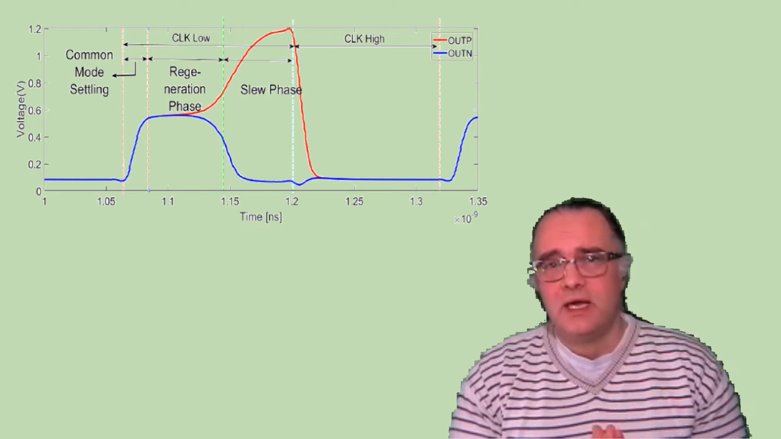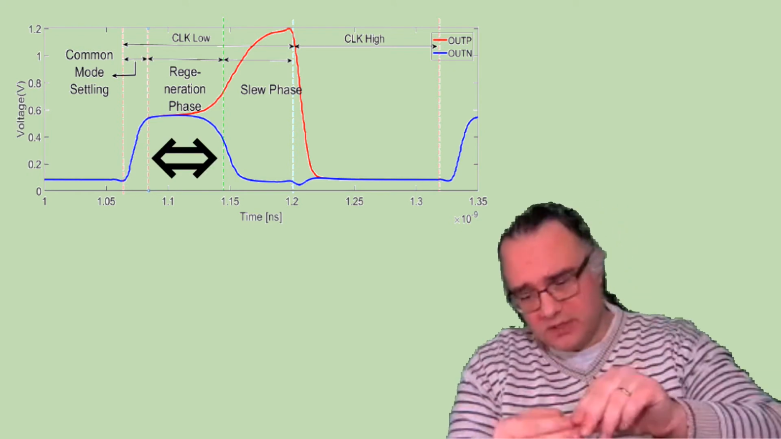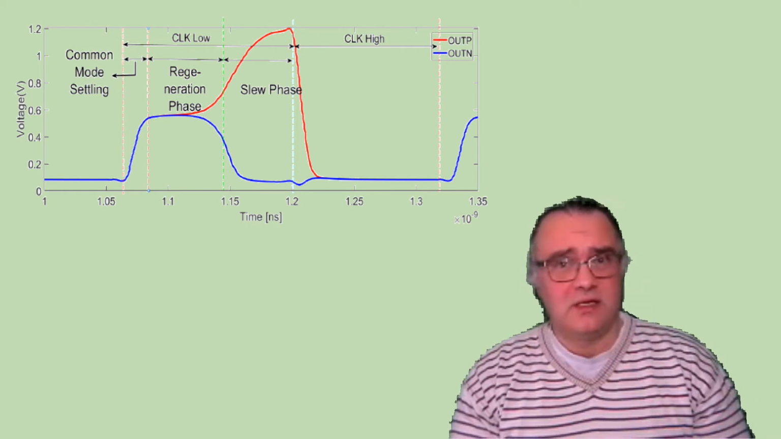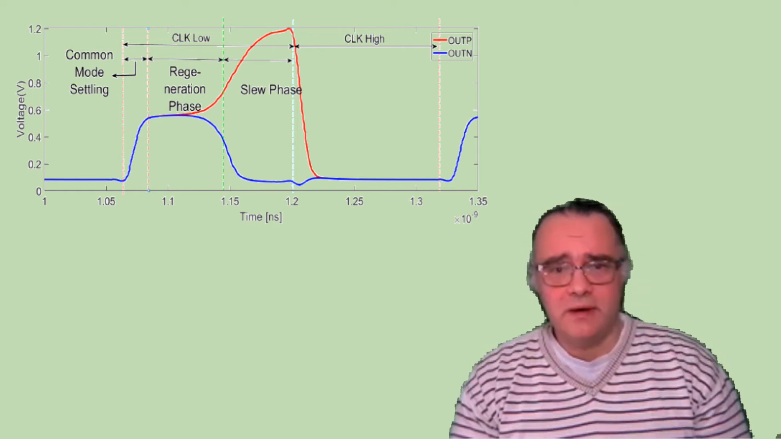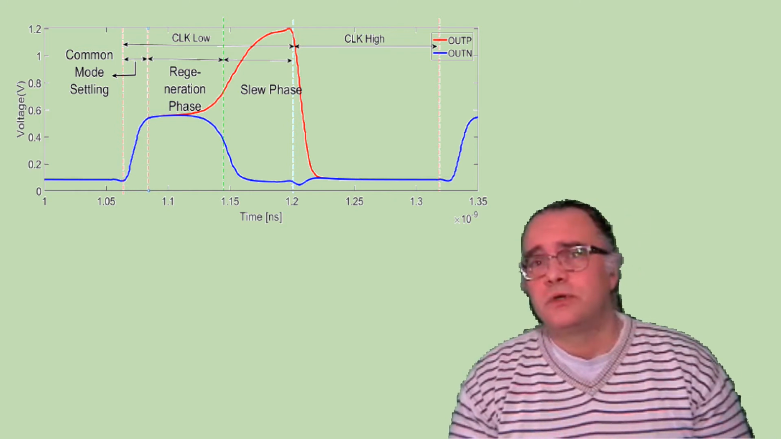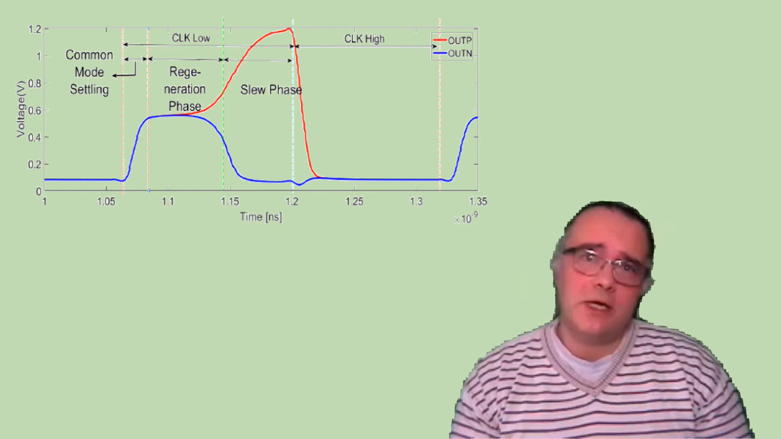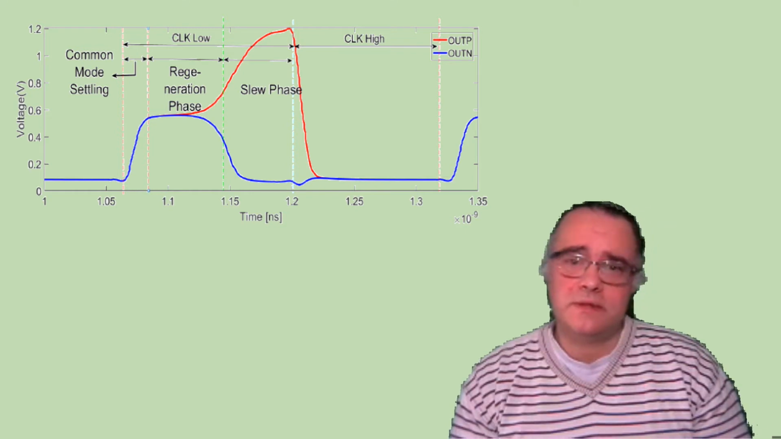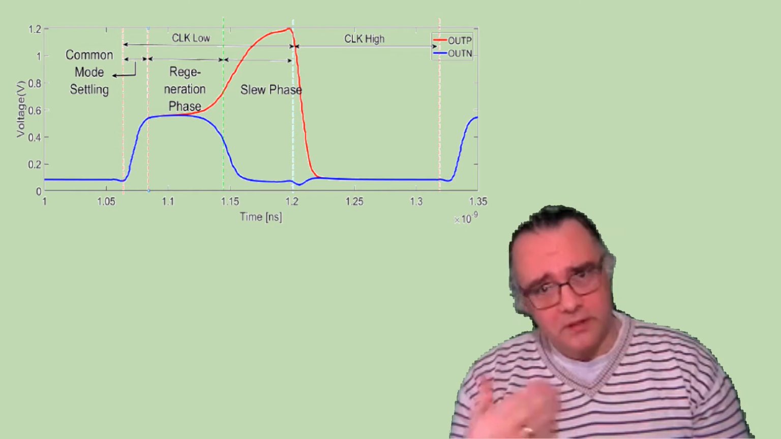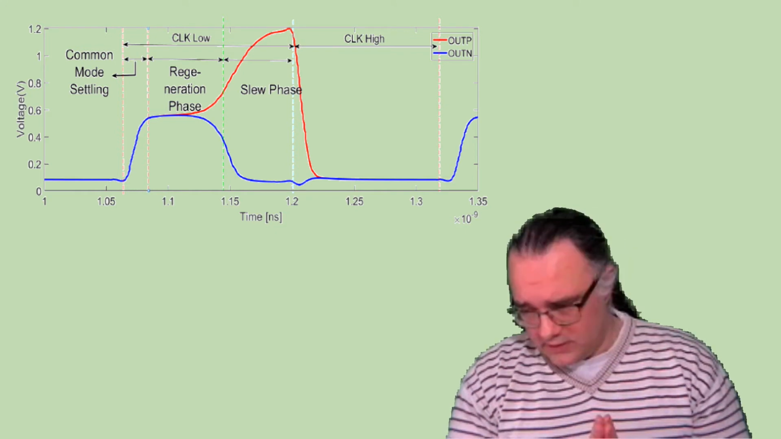Once the outputs separate, they will settle to VDD and ground, the supply rails, and you can then sample the output of the comparator. This will be the 1-bit information that you have for the comparison, and then you go to the reset phase in order to prepare the comparator for a new decision.